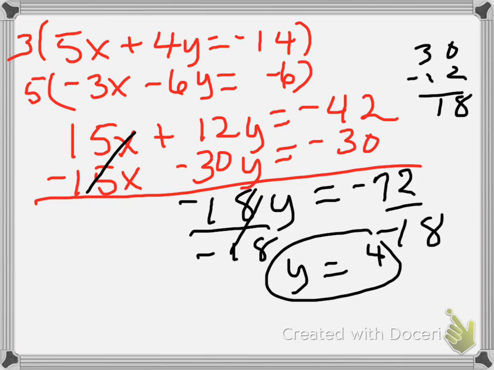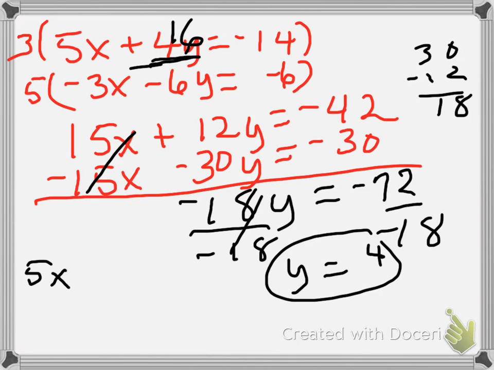Y is 4. So now I look back at my equations. So I decide which one I will substitute. That means replace y for. So I'll do the first one here. So instead of writing 4y, I'm going to write 4 times 4, which will give you 16. So we're just going to solve 5x plus 16 equals -14.